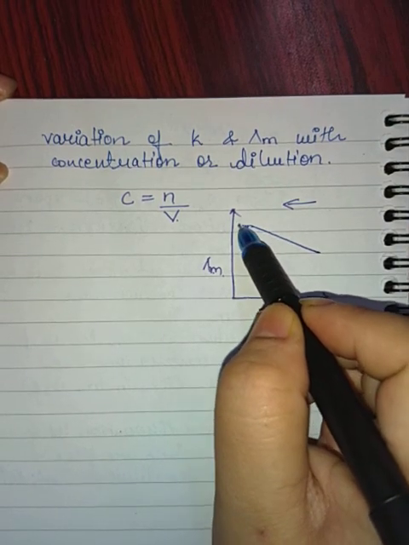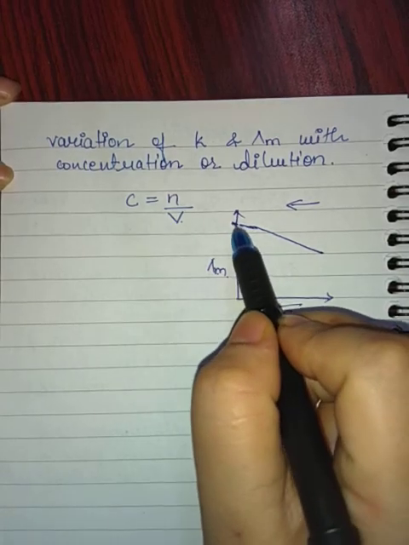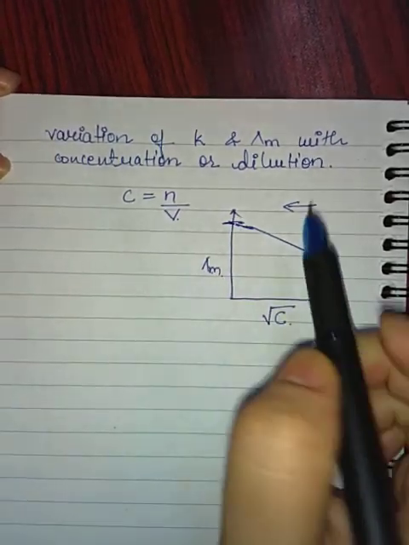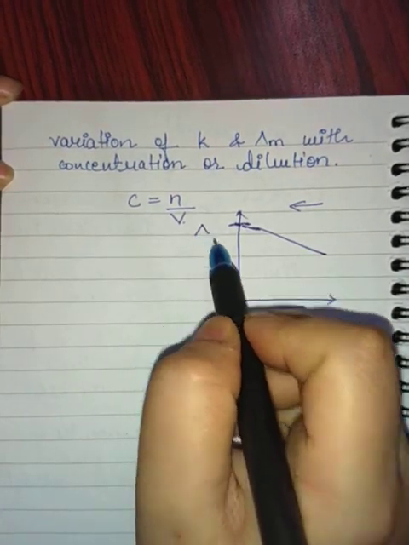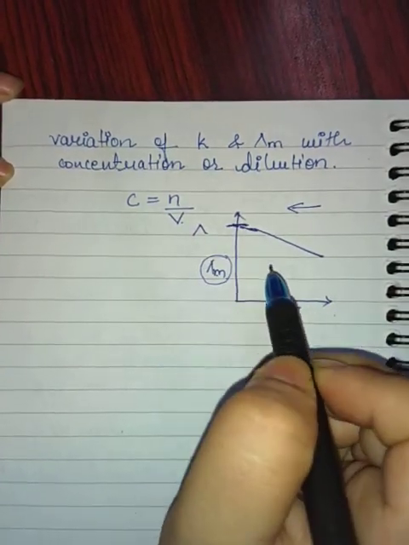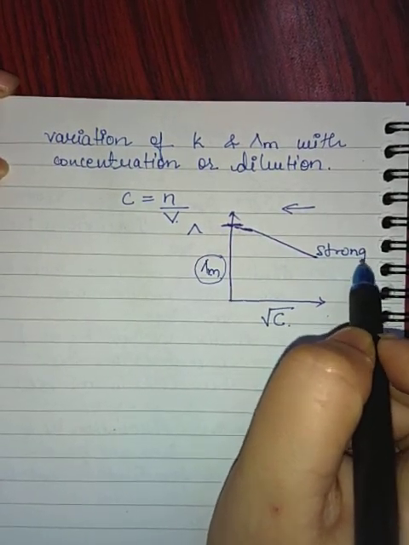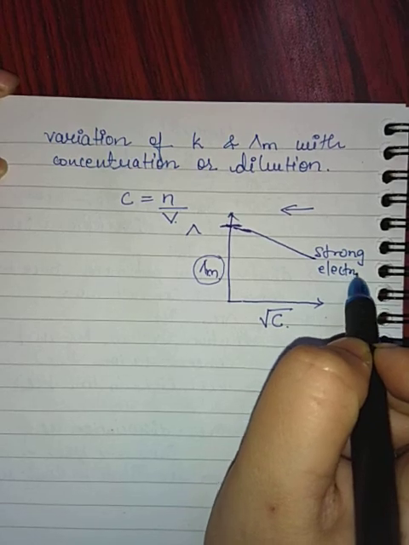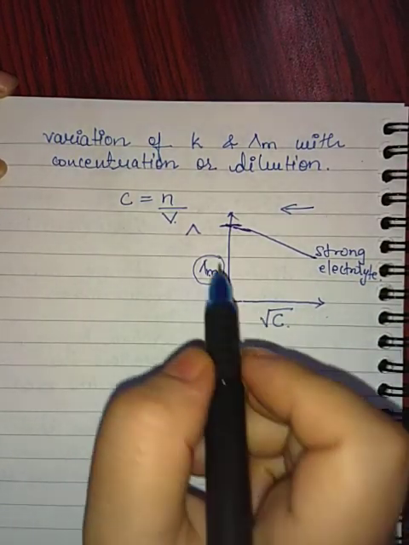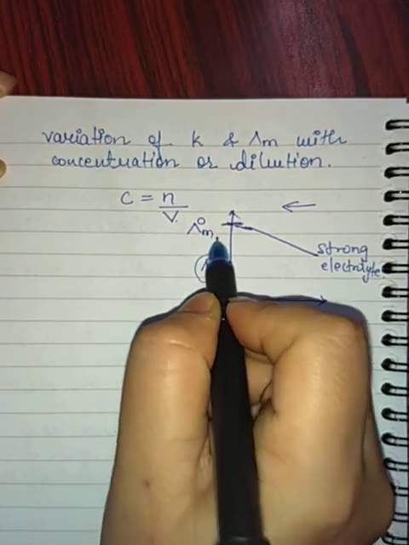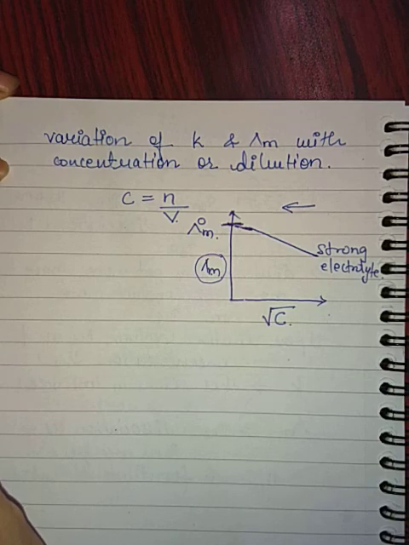When you extrapolate this line, it is going to intercept the y-axis. So this value, which is the maximum value of lambda m that is possible for the strong electrolyte, is called limiting molar conductivity, lambda not m, limiting molar conductivity.